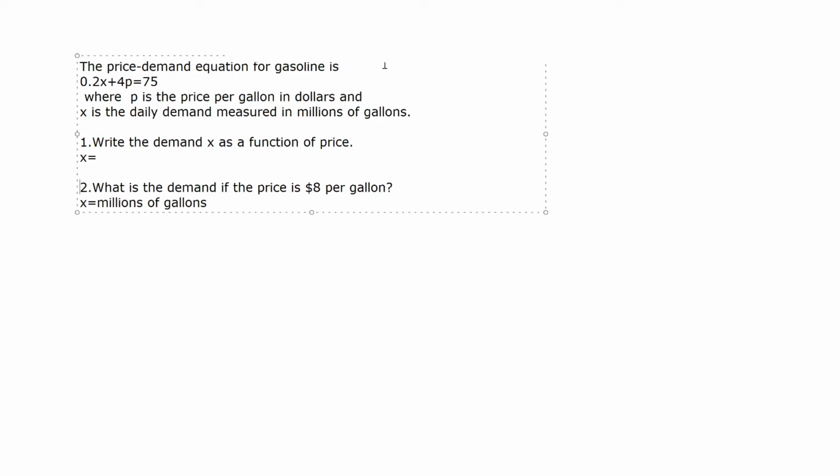Okay, what does this say? The price demand equation for gasoline is 0.2x plus 4p equals 75, where p is price per gallon in dollars and x is the daily demand measured in millions of gallons. Number one says write the demand x as a function of price. Okay, let's look at this question.